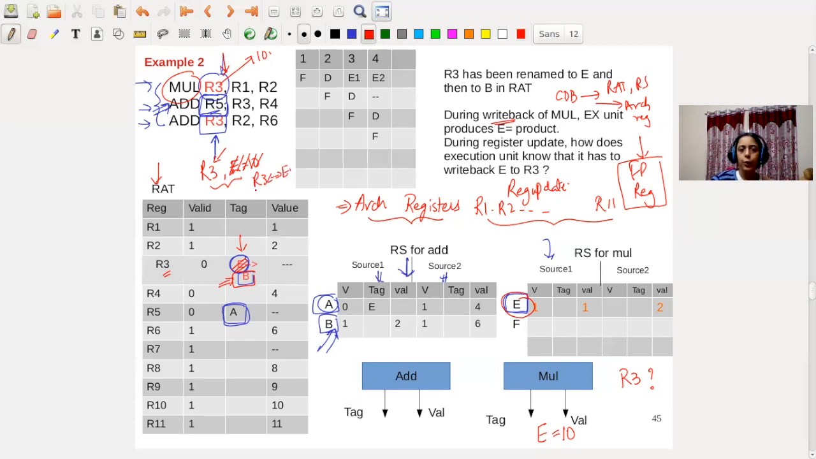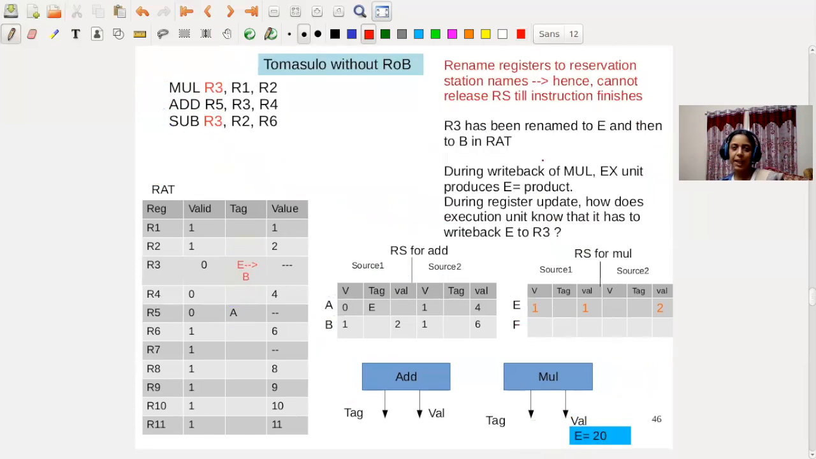So now how am I going to recognize and write back to R3 in this design? How am I actually going to write back to register R3? Because there's no way I can find out that E means R3. So that is a question. During the register update, how does the execution unit or the CDB know that it has to write back the value of E to the register R3? Now, you can think about it before I move on to the next slide.